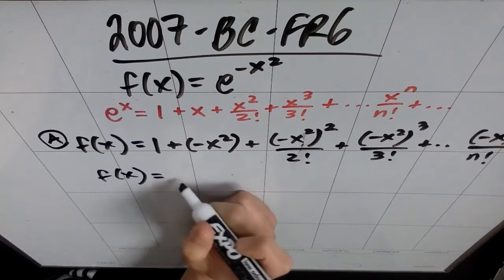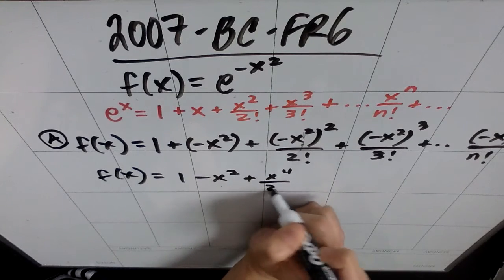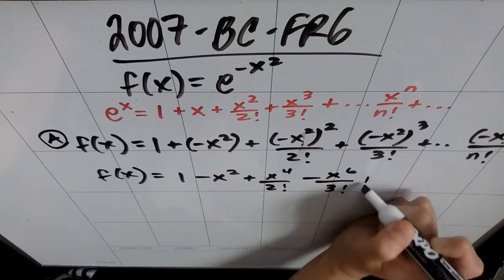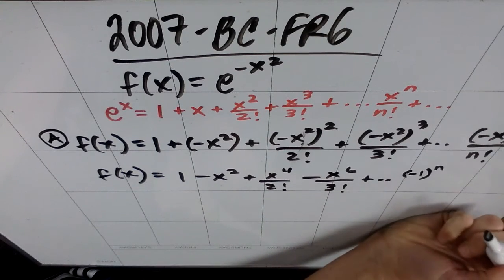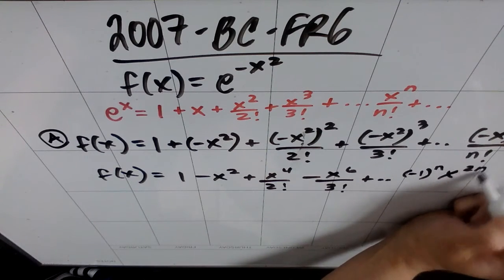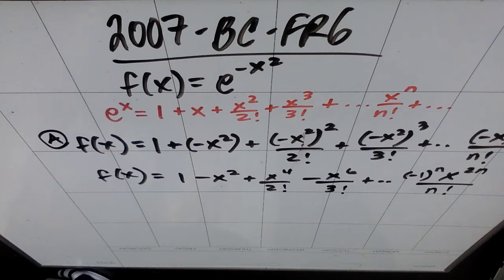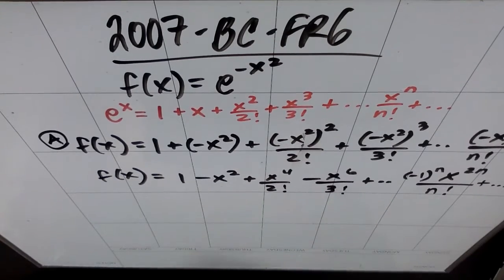So if you clean this up, because that's what they asked you to do, they asked you to give them this nice series, you're going to get a 1 minus an x squared plus an x to the 4th over 2 factorial minus an x to the 6th over 3 factorial plus... If I were you, I would make the negative 1 alternating, right? The negative 1 to the n, x to the 2n over n factorial. You don't have to do that, but that's what I would do. It's easier to split the negative 1 off and then just recognize that you're getting the powers of n that are even and put the ellipsis at the end because it does keep going.